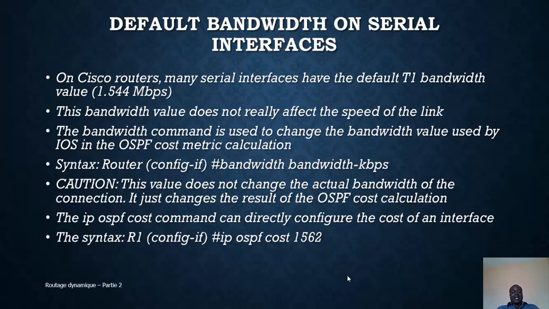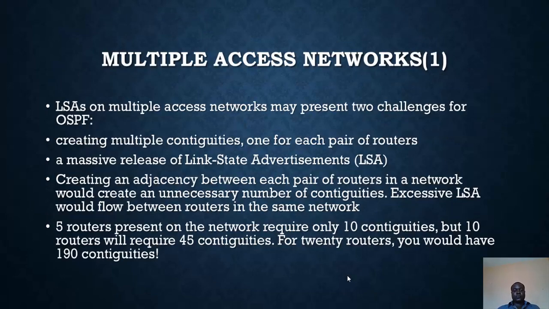Caution, you need to understand here that this value does not change the actual bandwidth of the connection. It just changes the result of the OSPF calculation. The ip ospf cost command can directly configure the cost of an interface. The syntax will be, on router 1 in interface configuration mode, ip ospf cost 1562. The multiple access network.